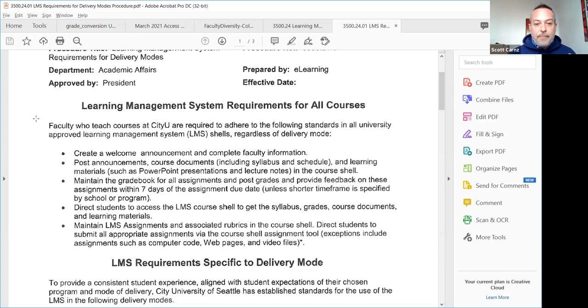So the ability that we have to draw data from those LMS's courses in the LMS is dependent on faculty using the grading rubrics and grading their assignments in the LMS.